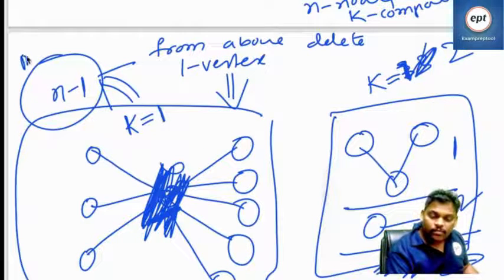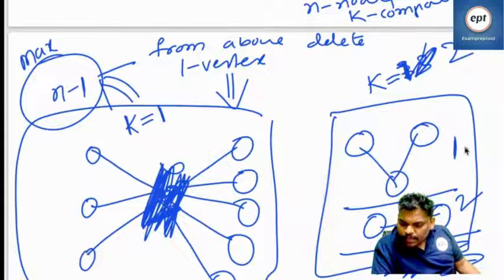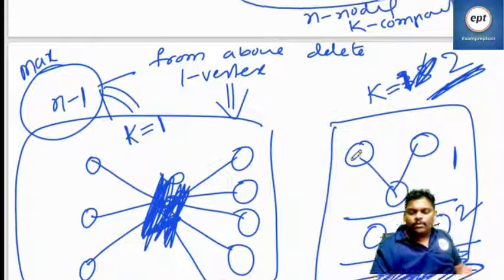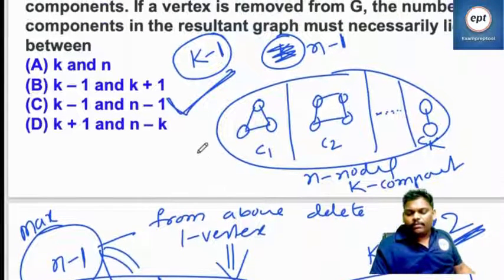Yeah, star graph. Maximum these many. Minimum how many? Number of components previously 3. Now one person you deleted. It became 2. 1 decrease. Minimum 1 will decrease. Maximum n minus 1. In between anything can happen.